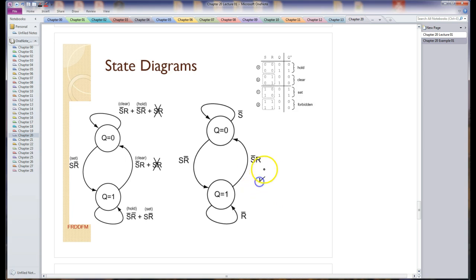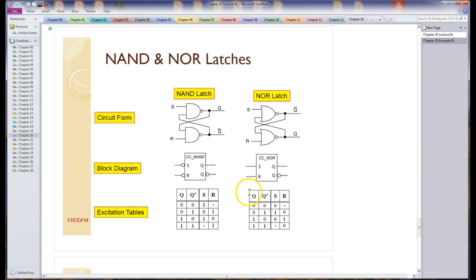This is essentially the diagram we ended up with. These are the two forbidden states that we just opted not to put in there. We did put the verbal description of what those conditions are doing for this state diagram in this diagram, but we ended up with this, which is a state diagram. Once again, it's a 1-bit storage element. That bit can either be a 0 or a 1, and that's what we've represented in this state diagram. That is a NOR latch.